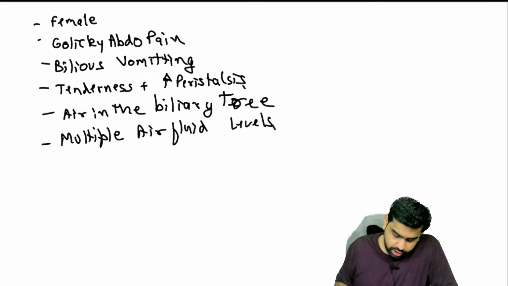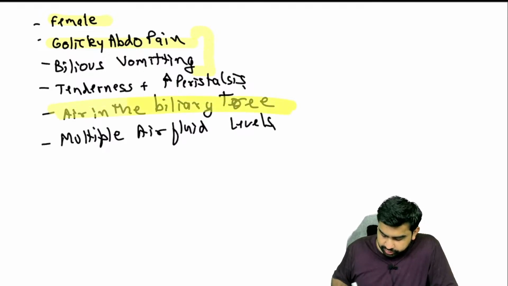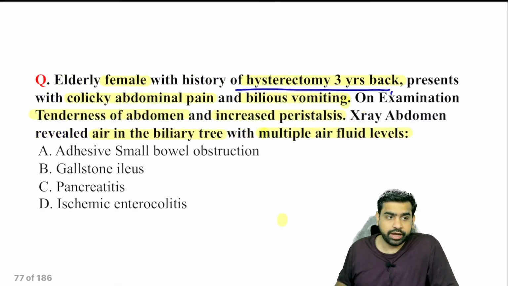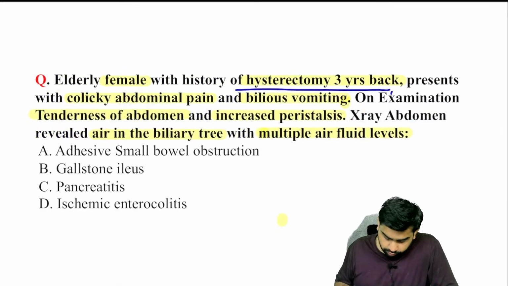So there's a female who is having colicky abdominal pain and bilious vomiting. All these things are basically pointing towards an intestinal obstruction, with air in the biliary tree and multiple air fluid levels. So what is the diagnosis? I guess you have already told it quite a lot of times. This is gallstone ileus.